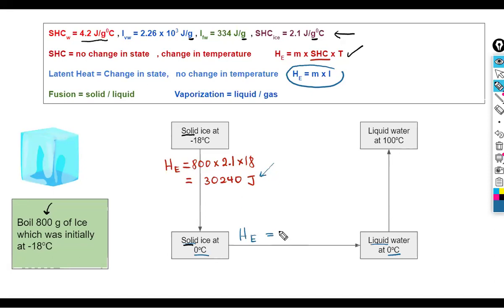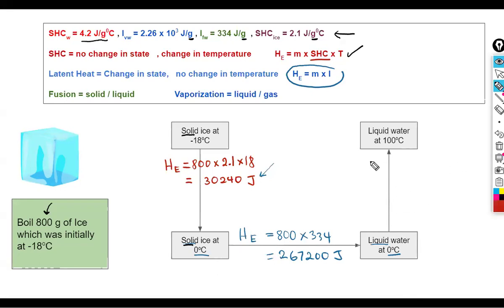Right, so this one here, the mass is how much again? 800. And the latent heat, this is fusion, right? It's going to be 334. 800 by 334. Huge value here. 267,200 joules. And the last part, well, answers are coming up really fast.